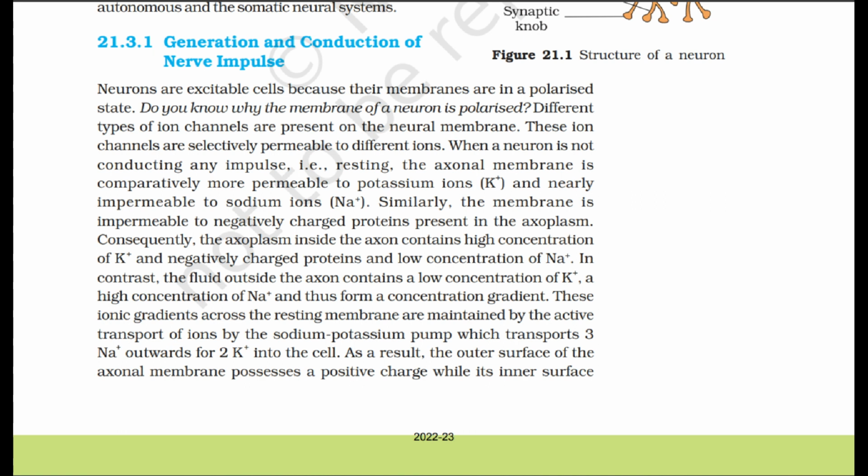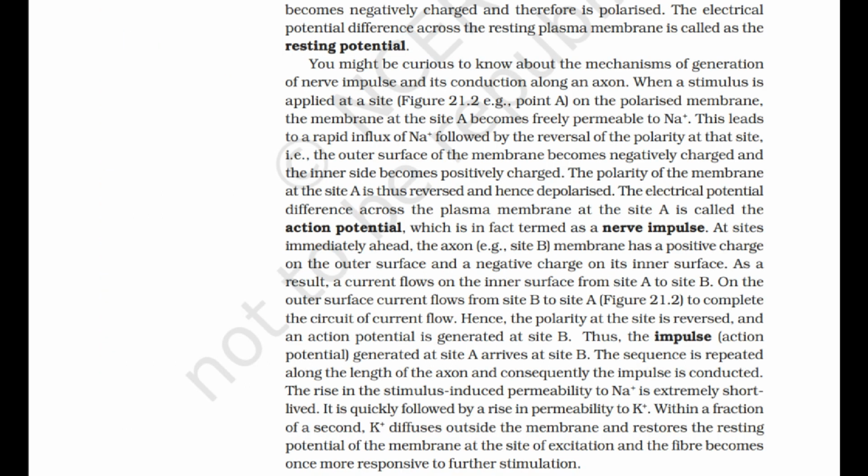As a result, the outer surface of the axonal membrane possesses a positive charge while its inner surface becomes negatively charged, and therefore is polarized. The electrical potential difference across the resting plasma membrane is called the resting potential. You might be curious to know about the mechanisms of generation of a nerve impulse and its conduction along an axon.